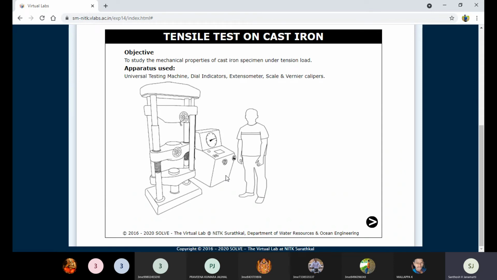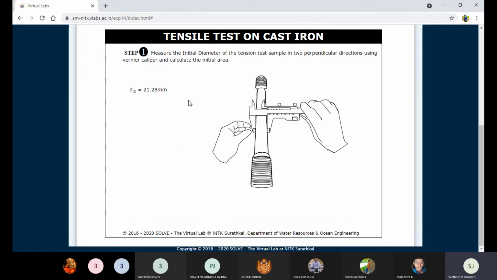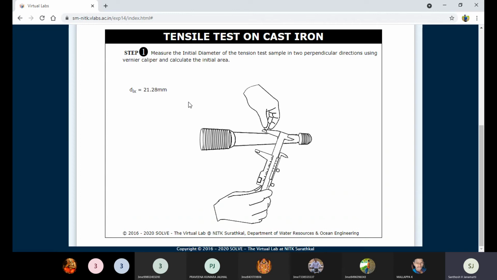Yes, so it's okay, right? Once again we can see this is a mild steel material, not a mud steel material. It is cast iron. Everything will be the same, nothing will be different. The parameters and dimensions may change, because we are changing the materials.